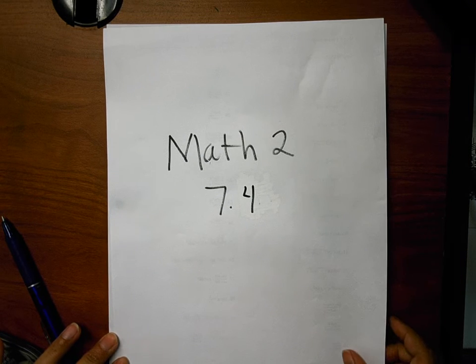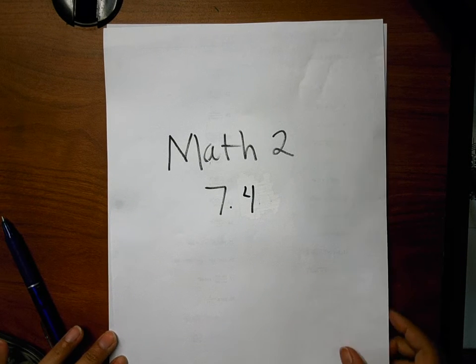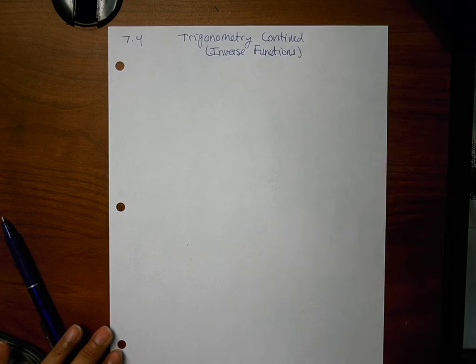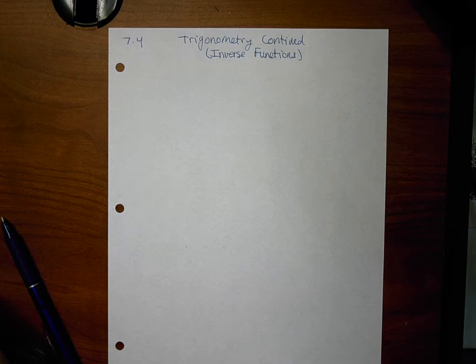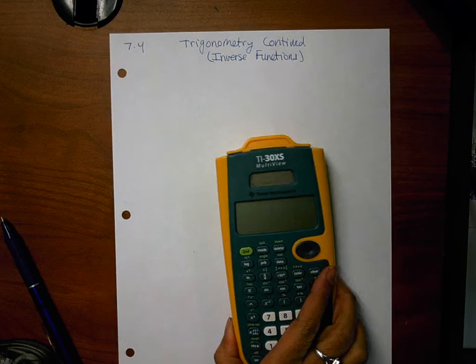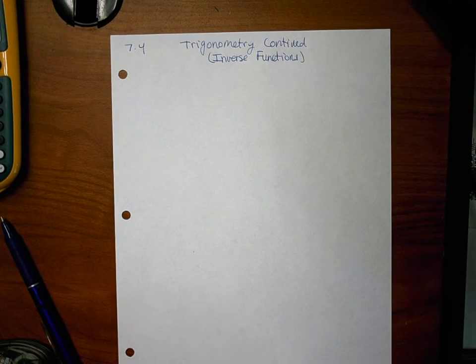This is Math 2 7.4 notes. That's Unit 7, Lesson 4 notes for Math 2. The title is Trigonometry Continued. We are working with the inverse functions. You will need a scientific calculator to work through this lesson.